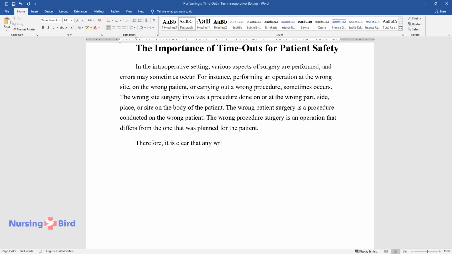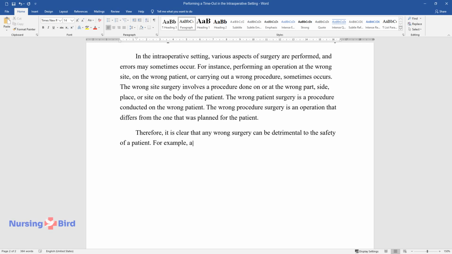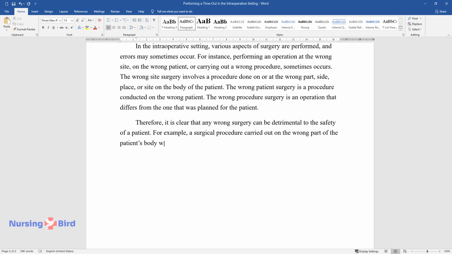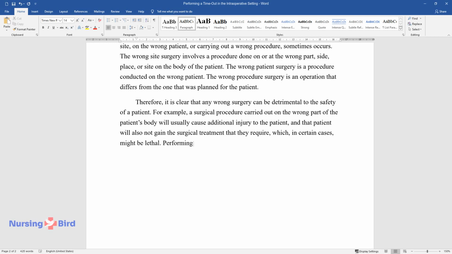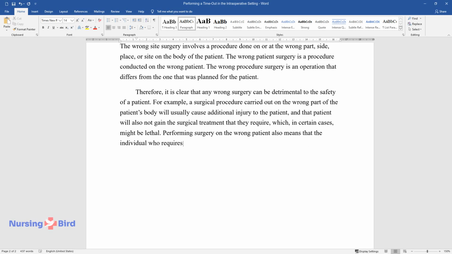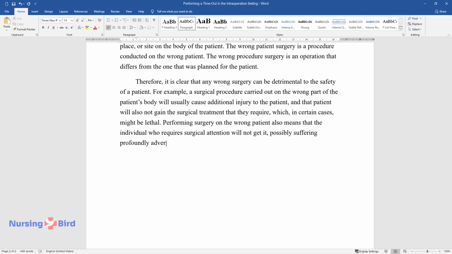Therefore, it is clear that any wrong surgery can be detrimental to the safety of a patient. For example, a surgical procedure carried out on the wrong part of the patient's body will usually cause additional injury to the patient, and that patient will also not gain the surgical treatment that they require, which, in certain cases, might be lethal. Performing surgery on the wrong patient also means that the individual who requires surgical attention will not get it, possibly suffering profoundly adverse consequences, up to death, as a result.